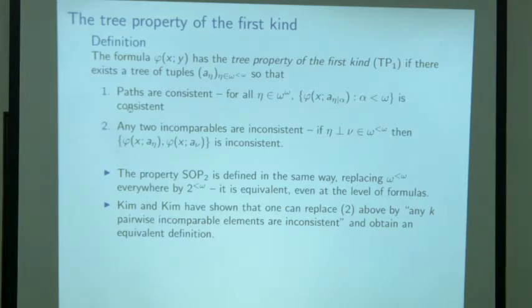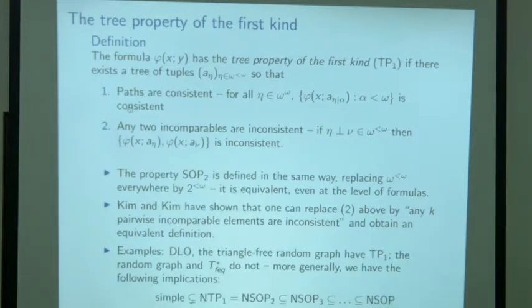proved this theorem. Okay. So some examples. So here's some easy examples. DLO obviously is the true property of the first kind. You can build it by hand, looking at nested intervals. And slightly harder to see, but still easy, is the triangle-free random graph. This is an NSOP theory, but it has SOP3. And from there, it's easy to check that you have true property of the first kind.